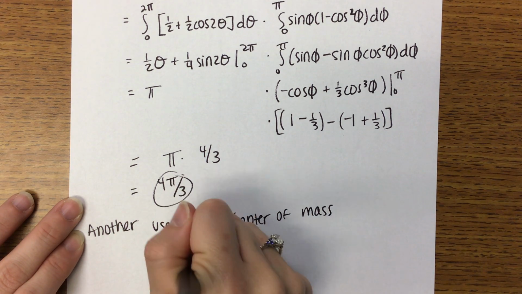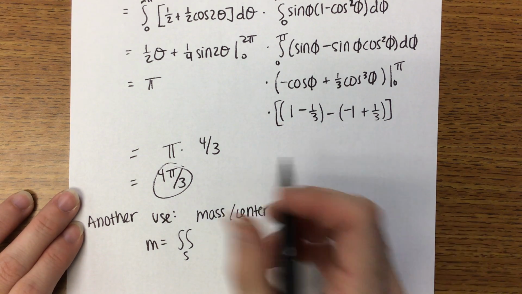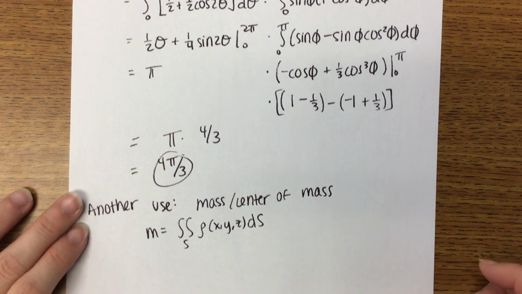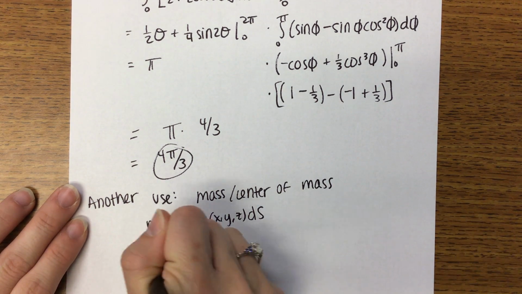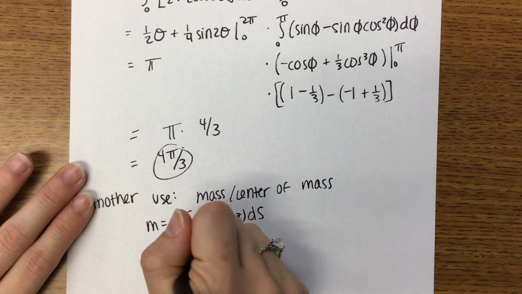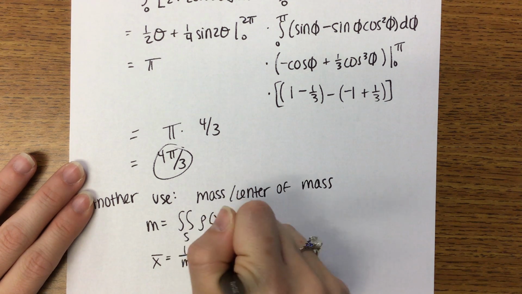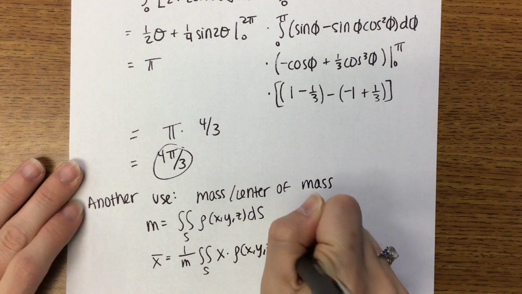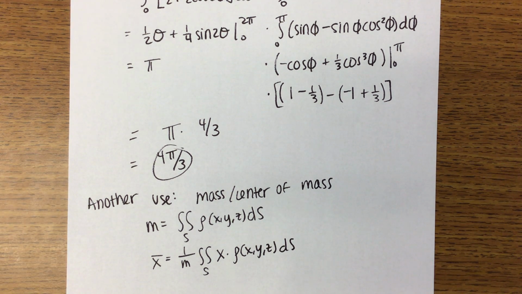Mass would be the surface integral of rho of xyz ds, rho being the density. You would find x bar, y bar, and z bar then. I'm going to show you how to find x bar, and then y bar and z bar are very similar. X bar is 1 over the mass, again, times the surface integral, this time of x times rho of xyz ds. And then y bar, z bar are the same. Okay.